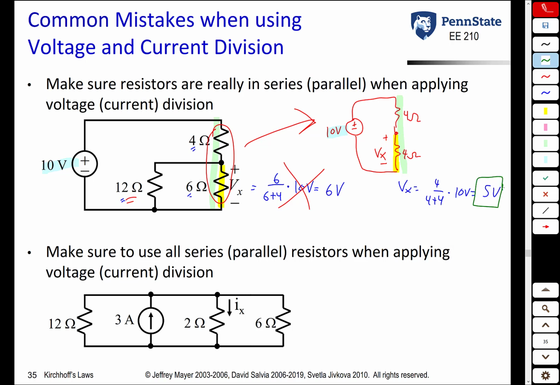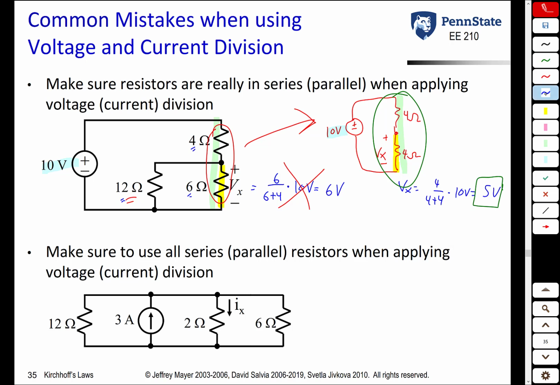So bottom line, you have to make sure that you're using resistors that are in series when you want to use voltage division. Another common mistake is with current division. You want to make sure to use all of the resistors that are present. So if you look at this circuit down here, we have a current source and a few different resistors. And you want to find Ix.